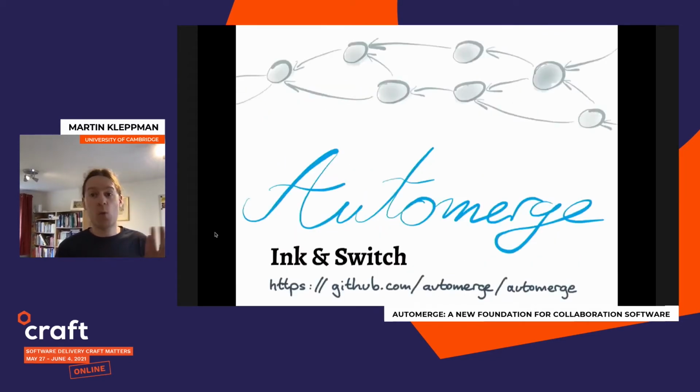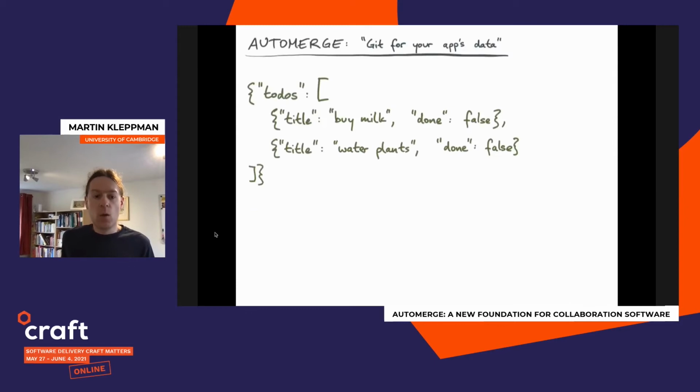And this is where Automerge comes in. So this is an open source library in JavaScript that I've been working on for a couple of years. We now also have a Rust implementation, and we're making it available for various other programming languages. And Automerge essentially gives you a JSON-like data model which you can update.